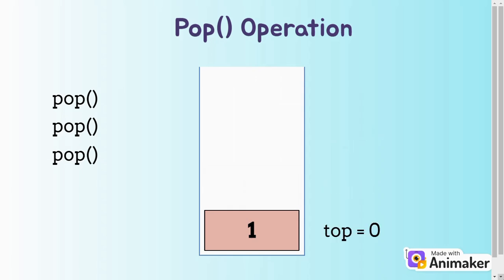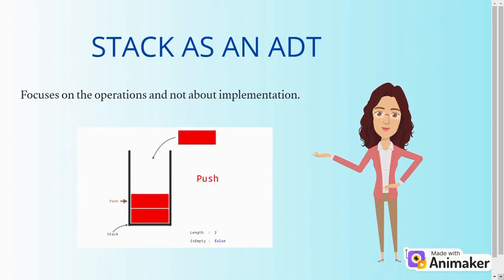Stack as an ADT or abstract data type. The term abstract refers to hiding details, which means we focus on what is done but not how it is done. It is from the user's point of view. So in Stack as an ADT, we are interested in knowing the stack operations and not interested in knowing the implementation details.